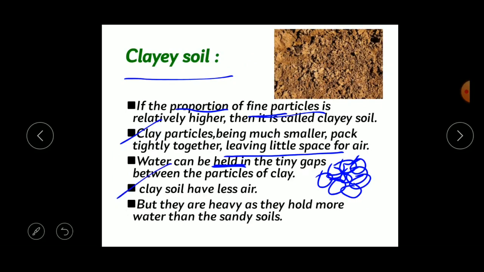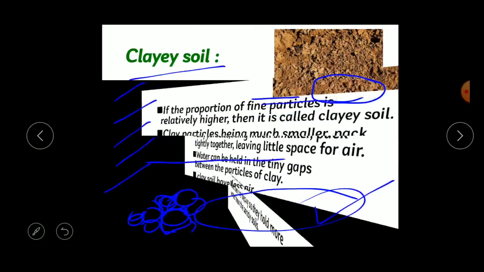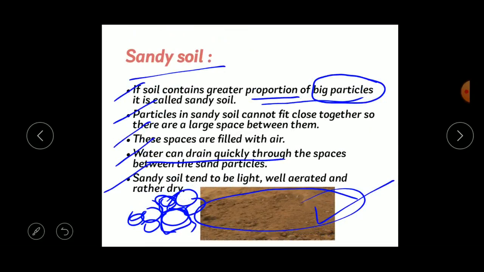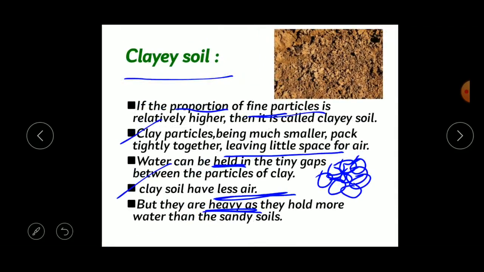Okay, the next point is clay soil has less air because there is a very small gap between the clay soil particles. Next, they are heavy as they hold more water than sandy soil. So clay soil is heavy because it holds more water, whereas sandy soil is very light because it cannot hold the water. Understood? Okay, now let's move to another soil.